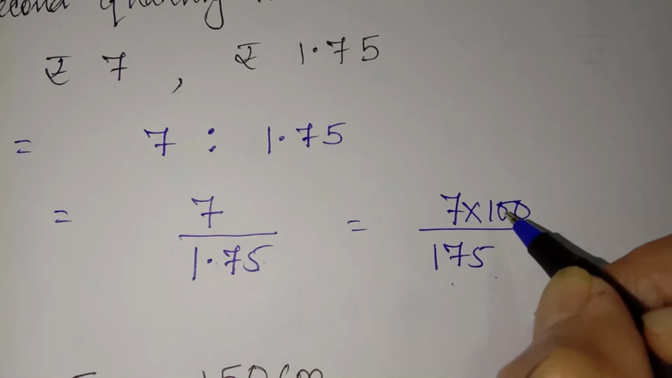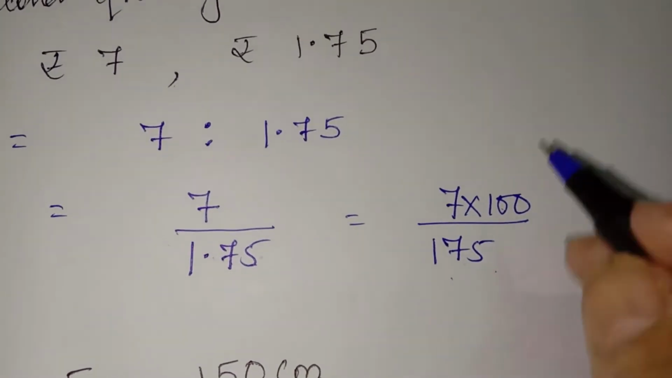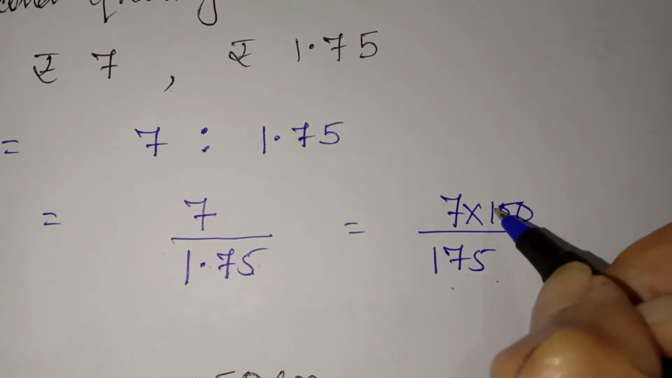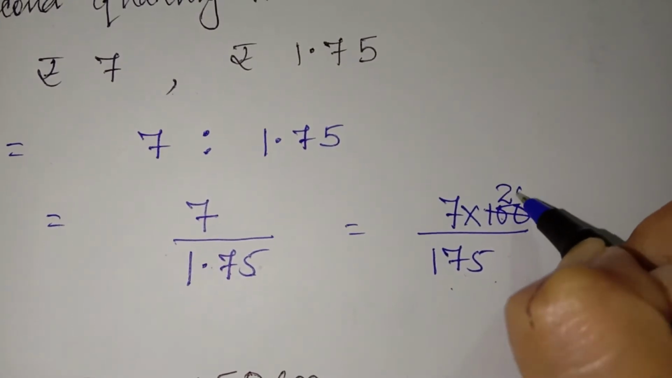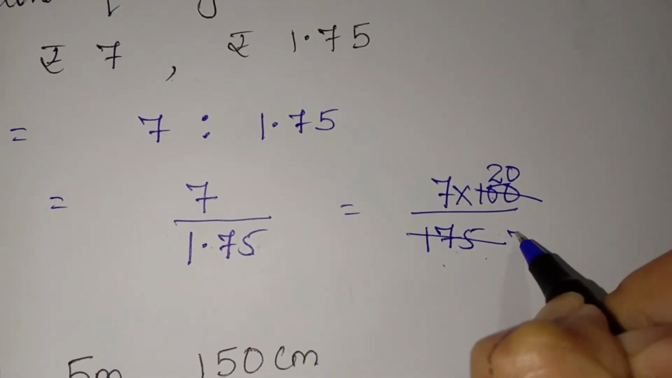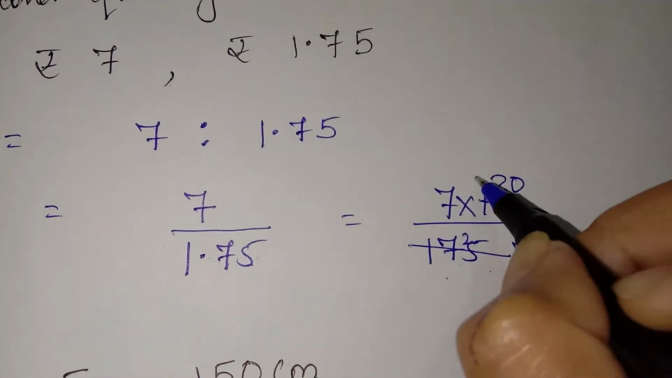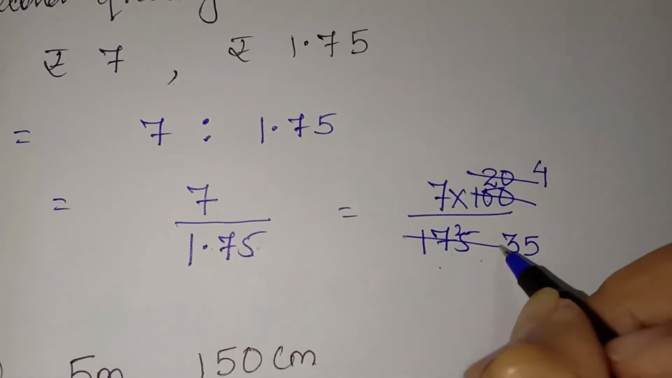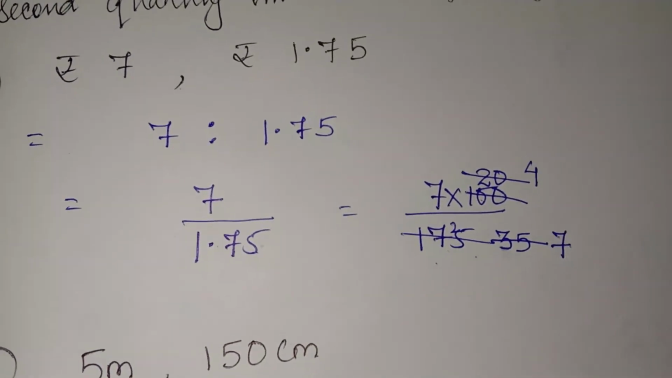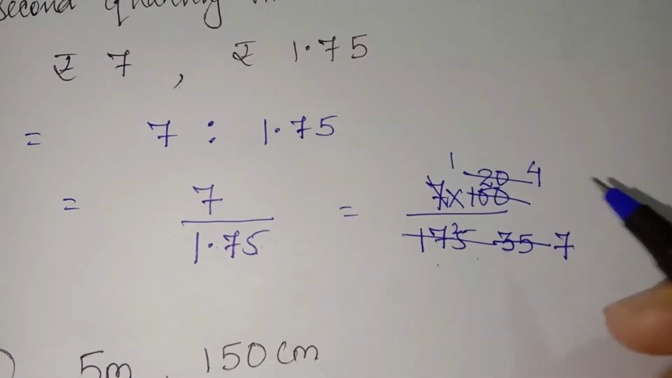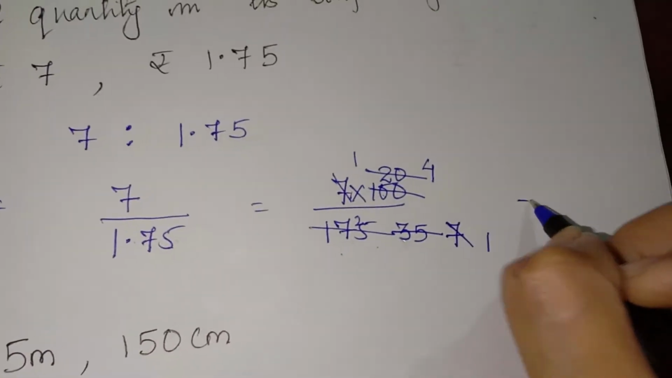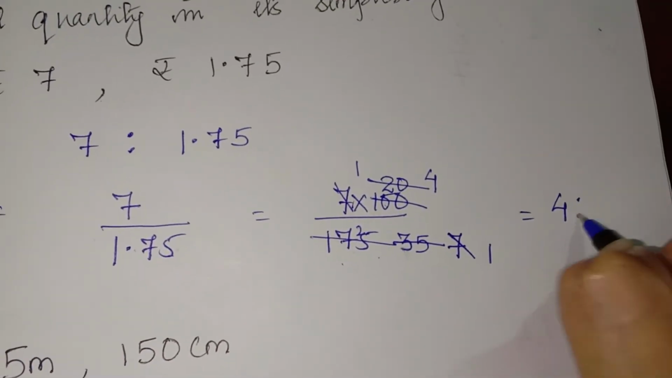So we can cancel this 100 and 175. Let's cancel by 5. 5 twos are 10, 0. 5 threes are 15, remainder 2. 5 fives are 25. 5 fours are 20. 5 sevens are 35. 7 ones are 7, 7 ones are 7. So the answer is 4 is to 1.